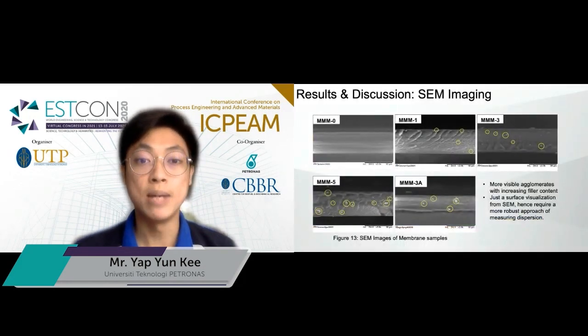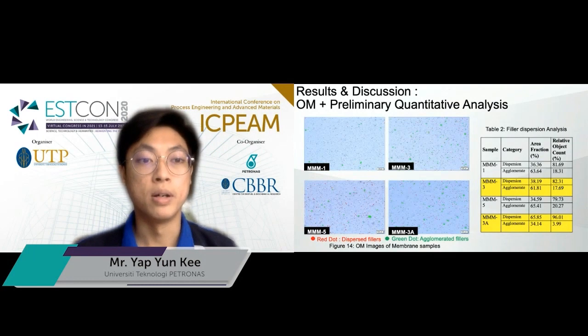Firstly, for SEM imaging, we have 5 pictures here representing all the 5 samples. We can see that there are more visible agglomerates with increasing filler content. However, just from a surface visualization from SEM, we need a more robust approach to measure the dispersion, and cannot judge it using our eyes. Hence, we take a sample, we capture the sample using OM, and then we subject it to the methodology that we have described just now.